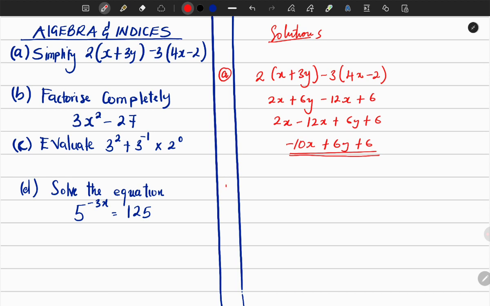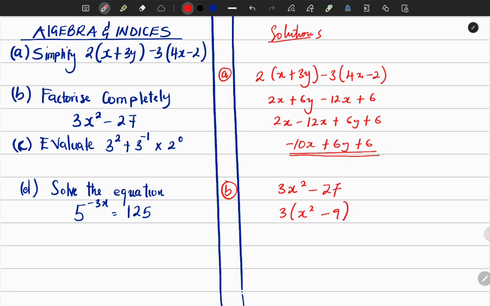Okay, then B. We are factorizing completely. 3x squared minus 27. Step 1, anytime you are factorizing, ask yourself, do I have something common? Because 3 is common here. So you take out 3. By taking out 3, mean you divide the 3 out, like throughout, because it's common. So 3 into 3, it's 1. 1 times x squared is x squared. 3 into 27 is just 9.